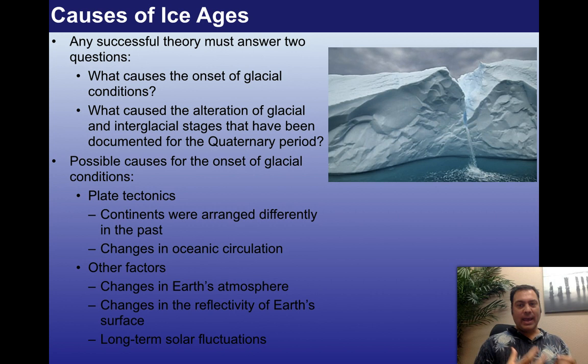So in order to answer these questions, we have to answer these two issues. What causes the onset of the glacial conditions? What makes things get cold so that the glaciers begin to move? What caused the alteration of glacial and interglacial stages that have been documented for the Quaternary period? What causes that oscillation back and forth? So what makes things get cold and what makes it go back to interglacial and back and forth?